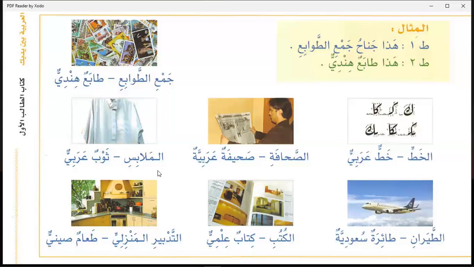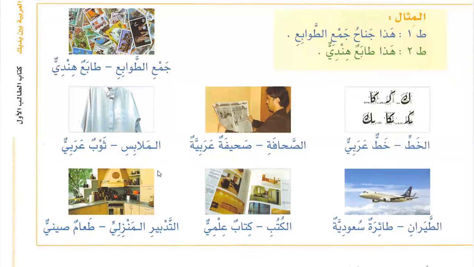Haza jana'ul khatti. This is calligraphy stall. Haza khattun Arabiyyun. This is Arabic calligraphy.